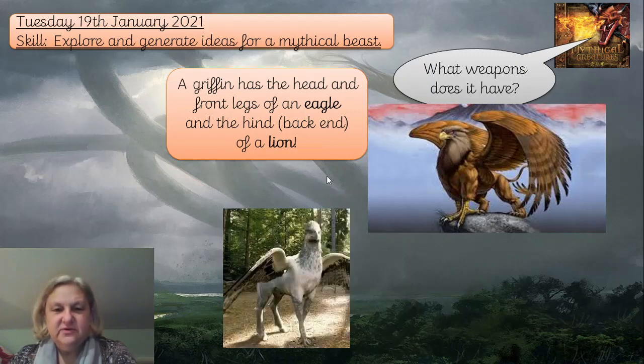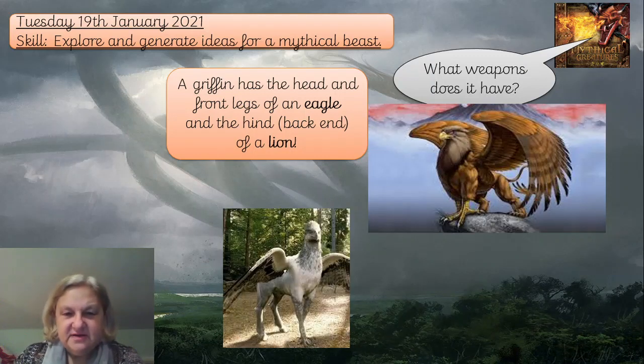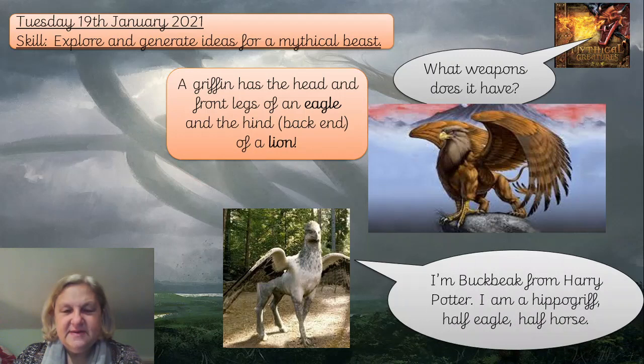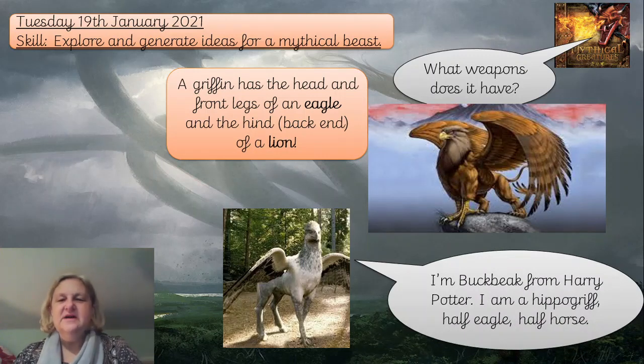So here we've got another character. You might recognise this. Anybody recognise him? He is Buckbeak, and he's from Harry Potter. And he is a very noble creature, which means he's very regal. He's very like a king. He is very powerful, and he's called a hippogriff in Harry Potter. Very similar to the griffin.